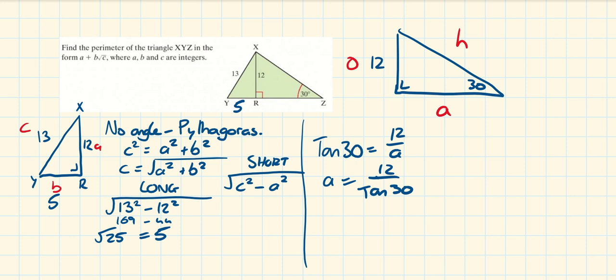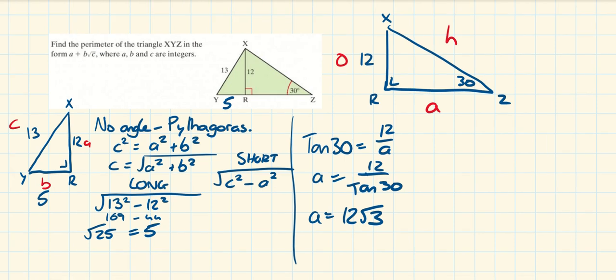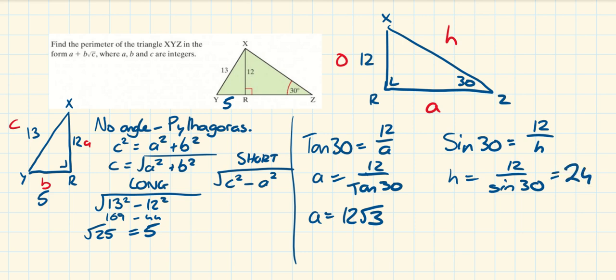Okay, and so that length, we should just label these as well. We've got the length or z, that will give you 12 root 3. Okay, and you see where it's saying find the perimeter plus b root c, so you know that that's going to be correct. We also need to find the hypotenuse though, so we can use sine 30. So often you'd have to use the same thing twice. So sine 30 equals 12 over h. So h equals 12 over sine 30. So 12 over sine 30 is going to give us 24.